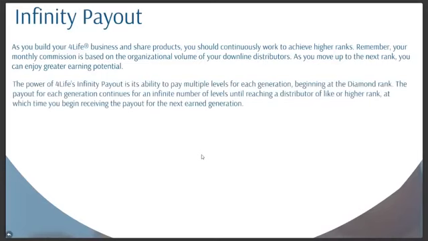The power of 4Life's Infinity Payout is its ability to pay multiple levels for each generation. So beginning at that diamond rank, remember that previous graph where I highlighted everything in that gray infinity symbol, that's where all these infinity payouts begin. So the payout for each generation can continue for an infinite number of levels until reaching a distributor of like or higher rank in your downline organization. And once it does, at that time, you begin receiving the payout for that next generation earned, if you have multiple percentages that are paying out infinity payout.